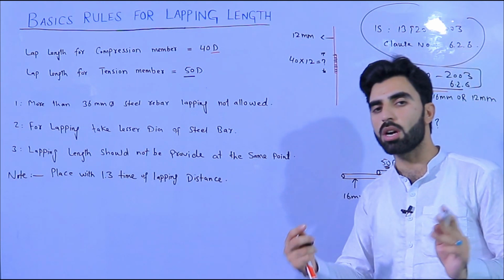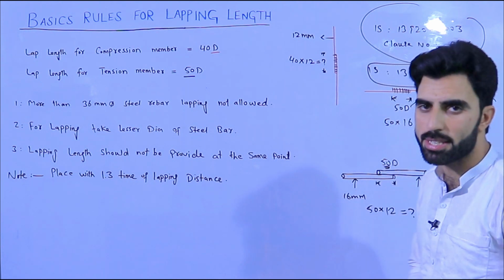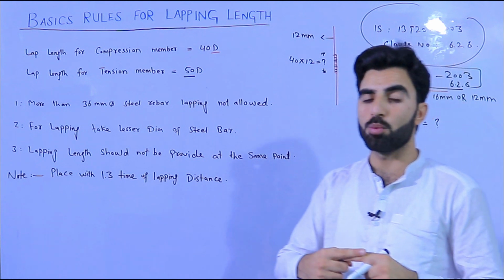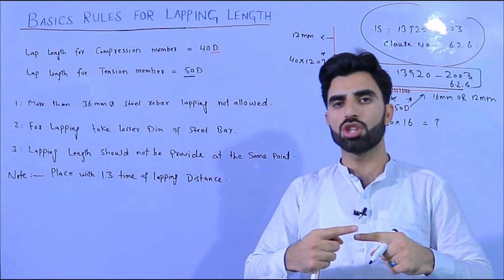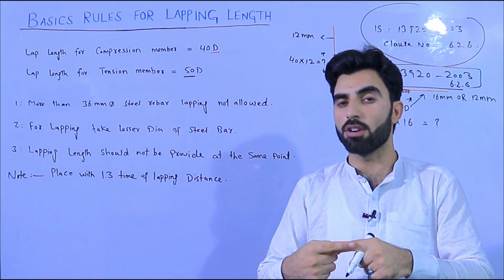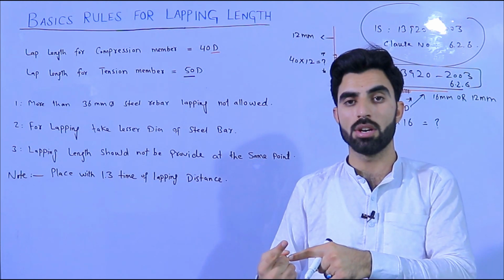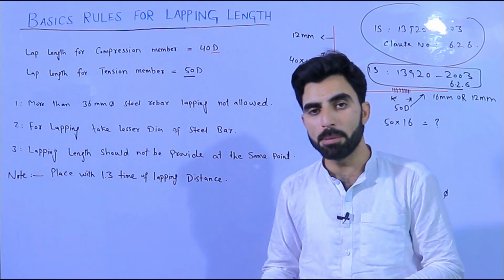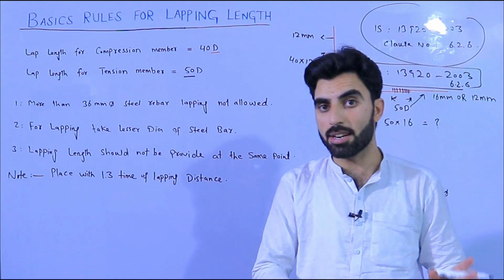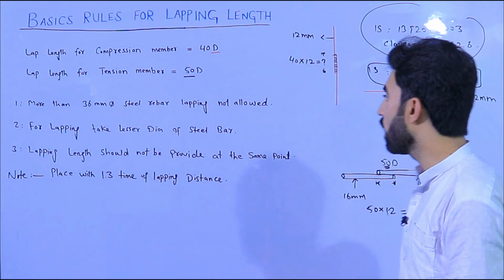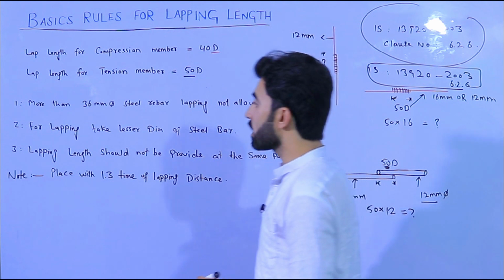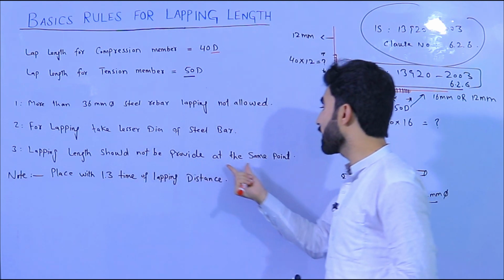If there is compression, also for compression you will take the lesser diameter. So if we have two diameters of steel rebar overlapping with each other, then to get the lapping length, the D we use in the formula 50D, and also 40D, 50D in a beam in tension and 40D in compression, the D should be the lesser diameter, not the higher diameter, okay?